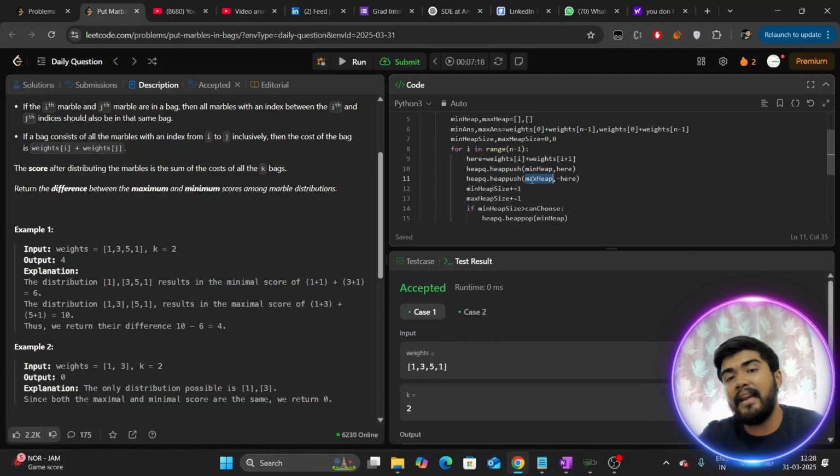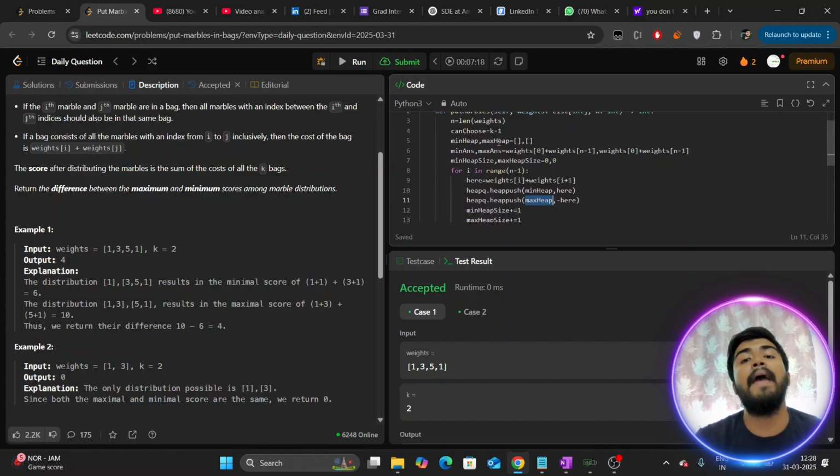So we'll multiply it by minus 1, since we pushed with a negative. When we are popping and doing our operation, we also want to work with the actual value. What is the actual value? That is what the max heap gives us, negated. Just do a minus 1 multiplication of that number, so that we get the actual value which we pushed.